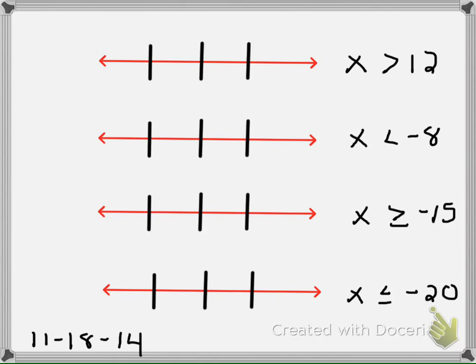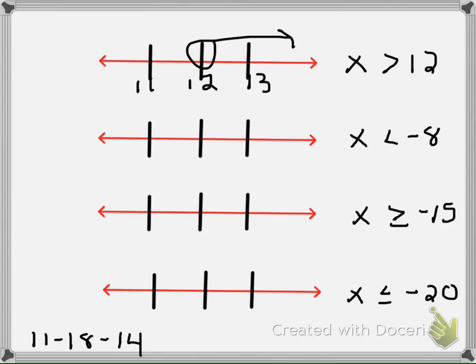Okay, so remember yesterday I said if the pointy part is facing the open part, it's greater than. So this says x is greater than 12. Well, the numbers that are greater than 12 are to the right. Remember, you need one smaller, 11, and one greater, 13. 11, 12, and 13 are my numbers. Greater than 12 is going to face to the right.